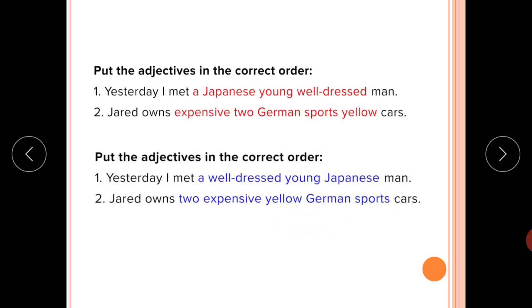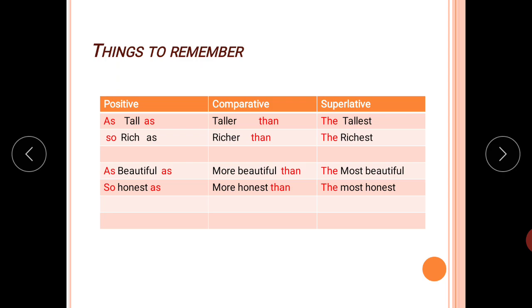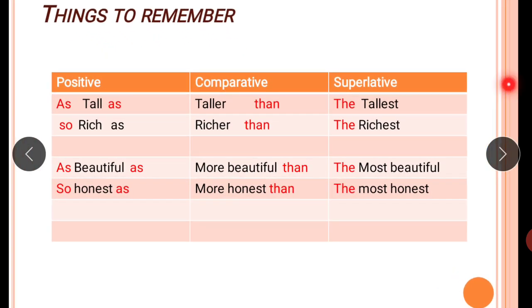This is the right order of arranging. Yesterday I met a well-dressed young Japanese man. Jared owns two expensive yellow German sports cars. Okay, this is the order. This is just for your understanding. Okay, let's move on. Things to remember.